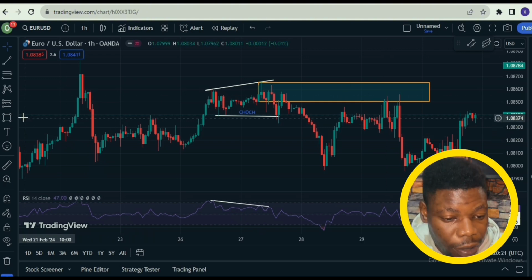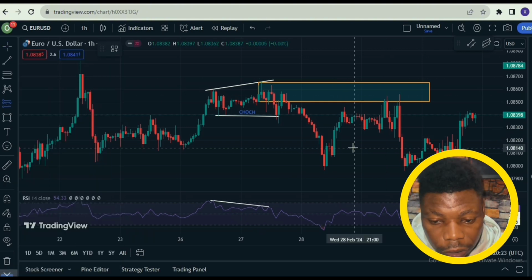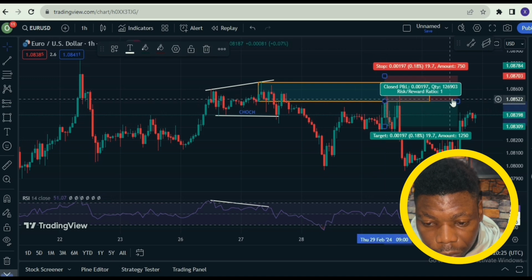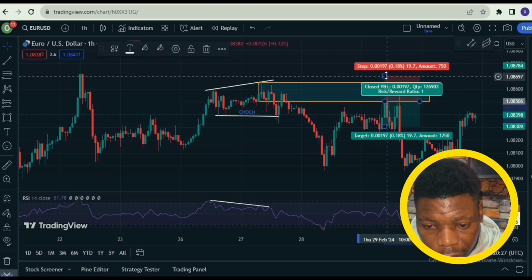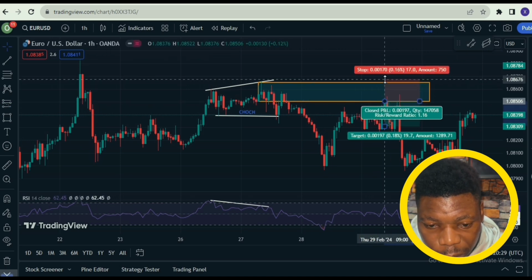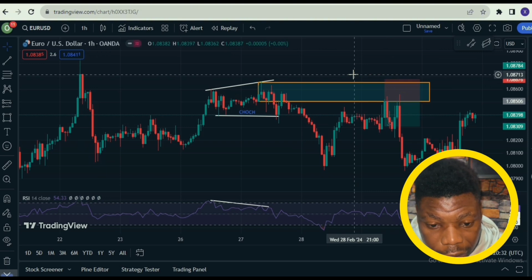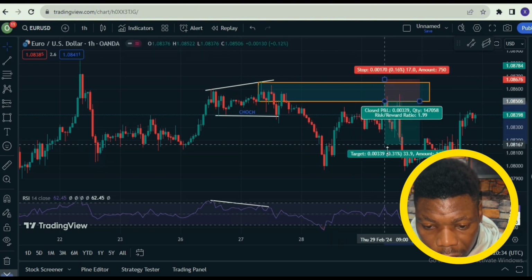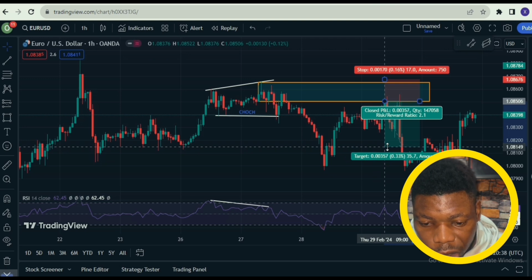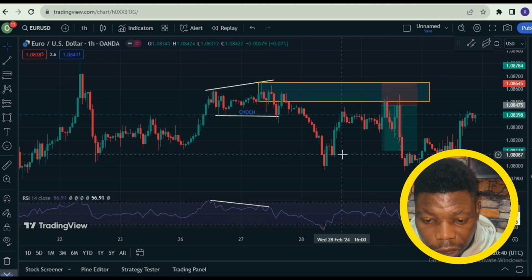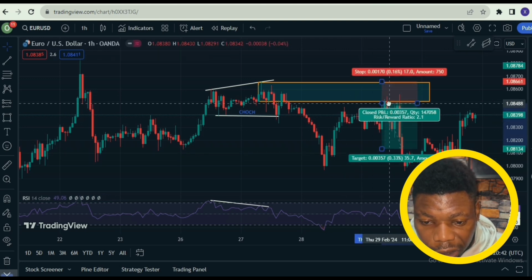So we'll enter our short here, then stop loss a couple of pips above that block, then target 1:2. So that's it. Smooth trade. TP smashed. You get what I'm saying?